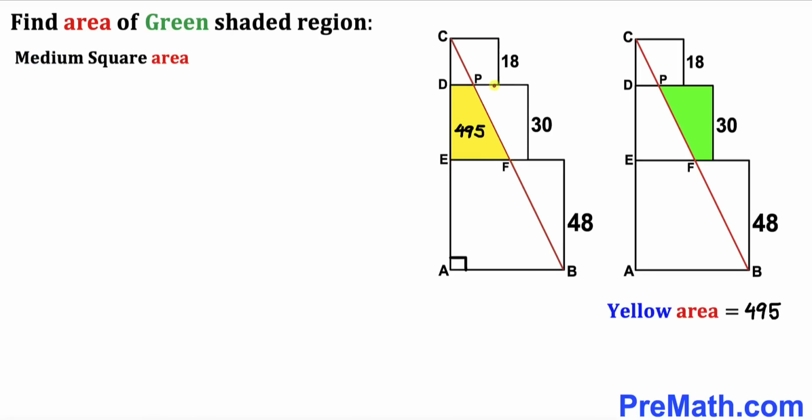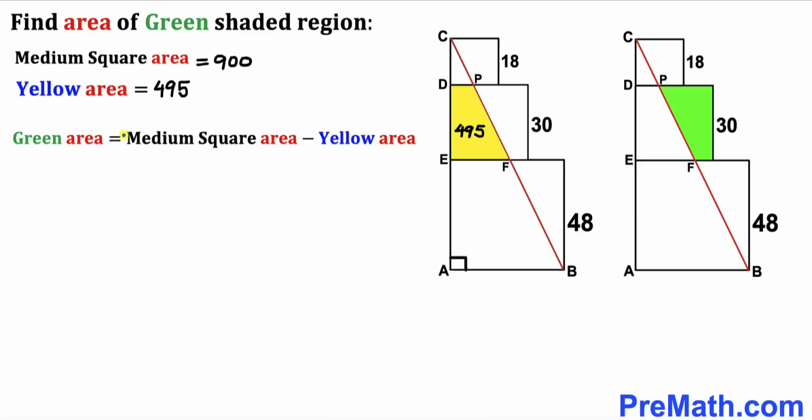And here's our next step. Let's calculate the area of this medium square region. And now let's recall the area of a square formula. Area equals s squared, where s is the side length of the square. And in our case, our side length is 30. So therefore, the area of this medium square is going to be 30 squared. That is going to give us 900. So thus the area of this medium square turns out to be 900.